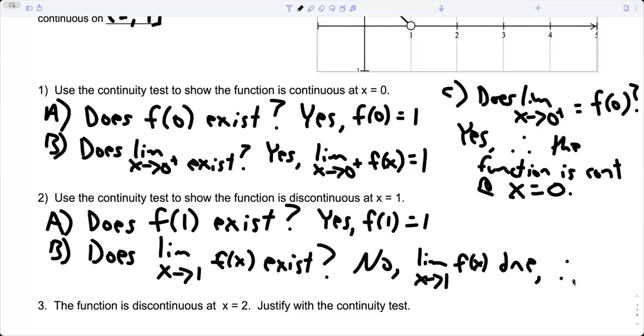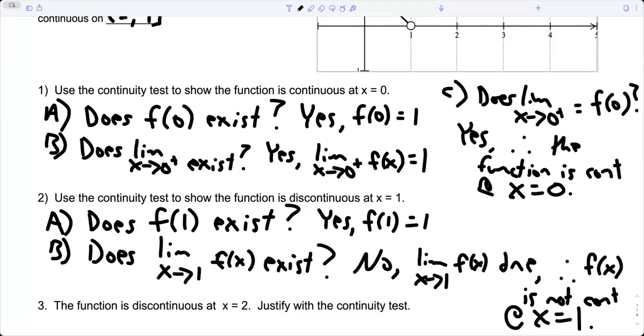Therefore, f of x is not continuous at x is equal to 1, and it would fail part 2 of the continuity test.